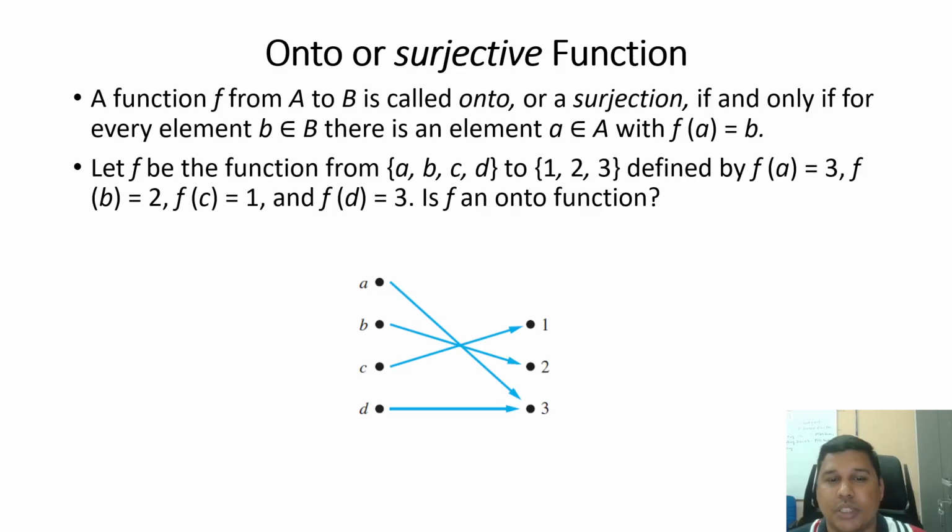So in this case, you see, for every output here, there is at least one input. For this output 1, we have C as the input. For this 2 we have B as the input. For this 3 we have A and D as the input. This is onto or surjective function, right? Is this one-to-one? No, it is not one-to-one, because for input A and for input D, there is only one output 3. Therefore, it is not one-to-one.